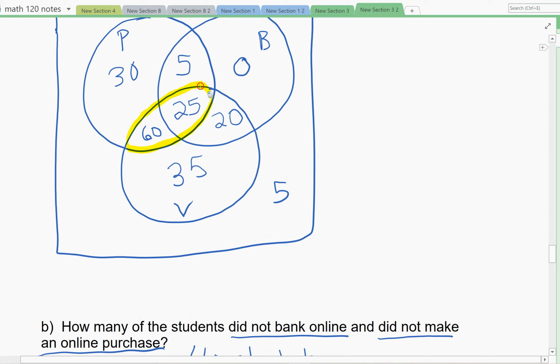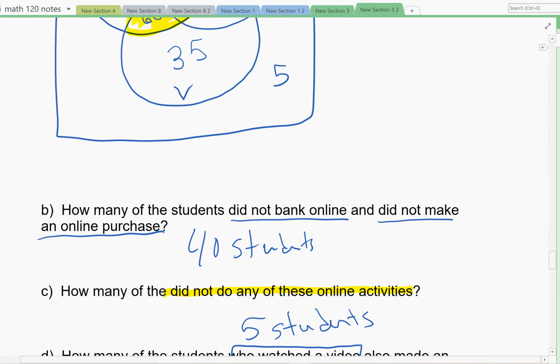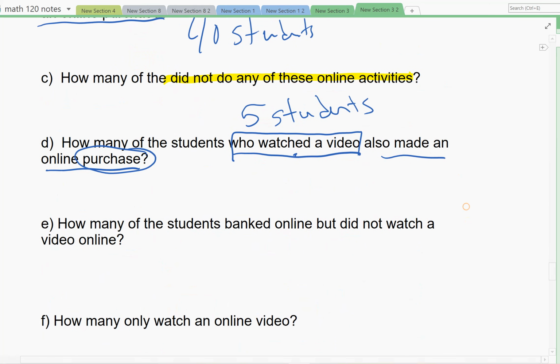Well, that would be this. They made an online purchase and they watched a video. 60 of them did just those 2 things. 25 did those and banking. I didn't care about banking at all, so it's all of these, right? All of those. So 85, which actually was one of the ones we were given in the problem.